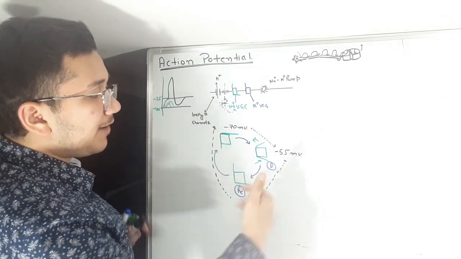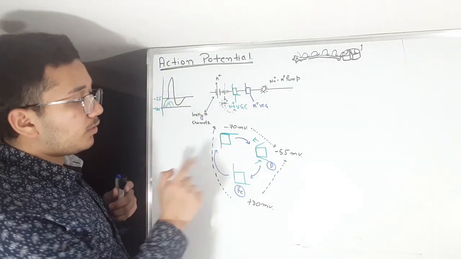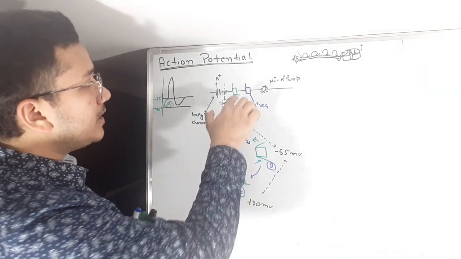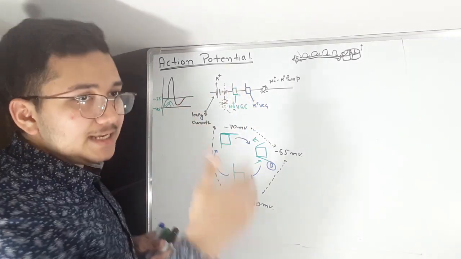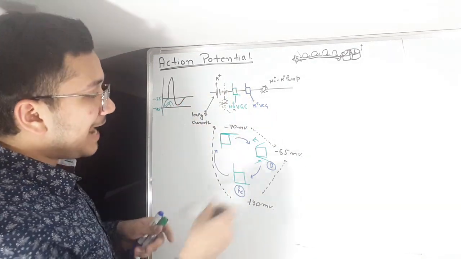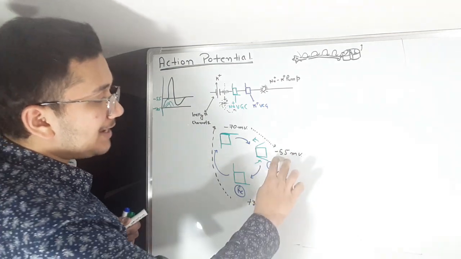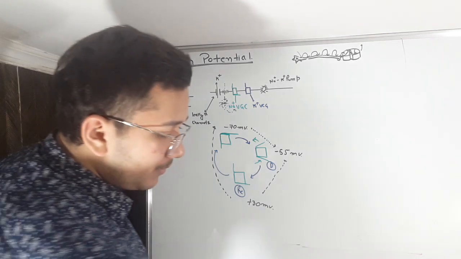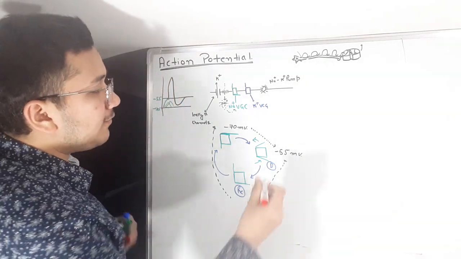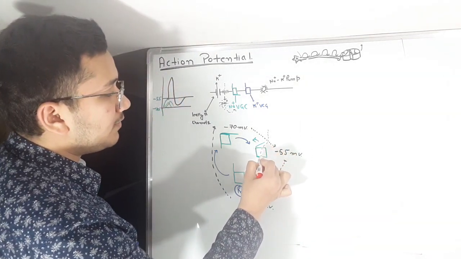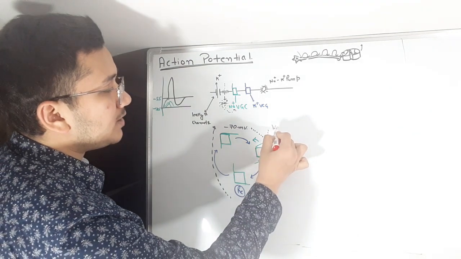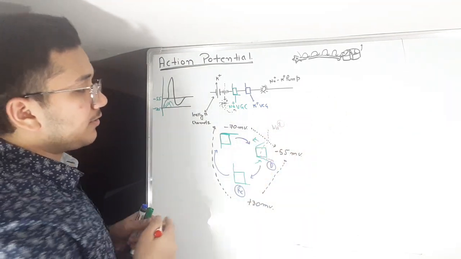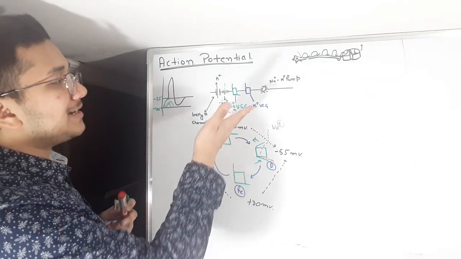But at minus 55, when the threshold is reached, the command is sent to the sodium voltage gated channel to please open. And when they open, from minus 55 millivolt to plus 30 millivolt, there will be a huge influx of Na positive into the cell.